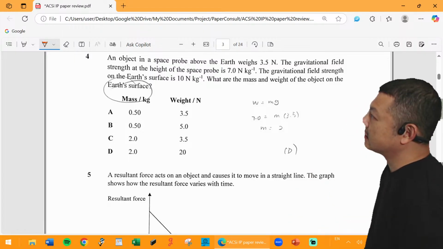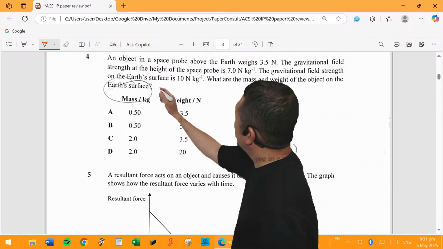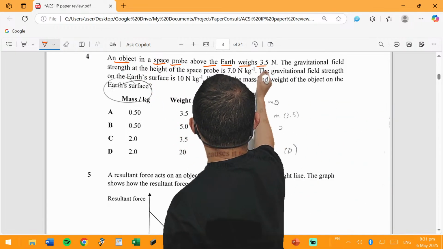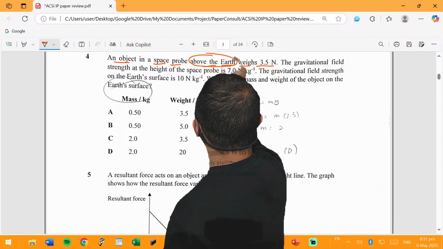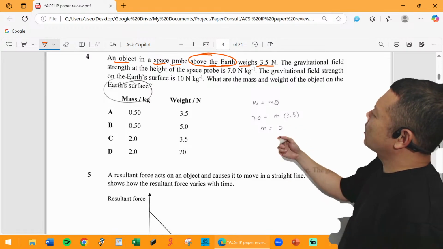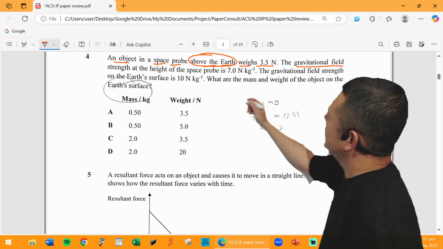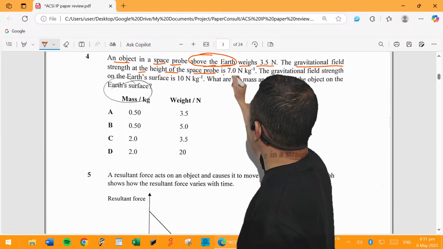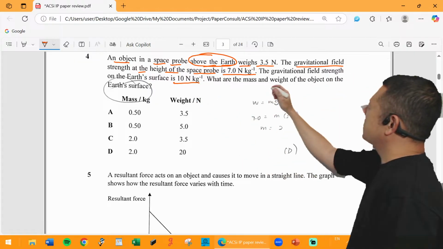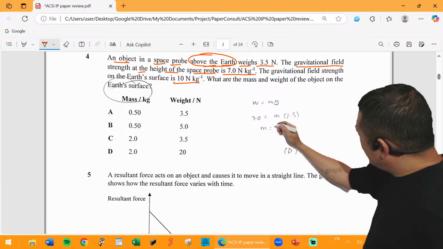Number 4 need. Okay, number 4, look at this. An object in a space probe above Earth weighs 3.5. What's above the Earth? What does it mean? That means in space, not on the surface, is it? Okay, the g field at that height of the space probe is 7. Earth surface is 10. What are the mass and weight? Okay, salah fella.